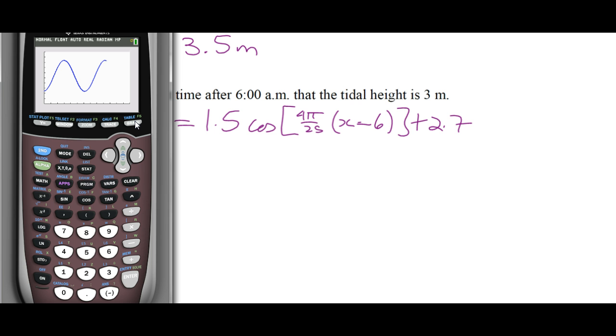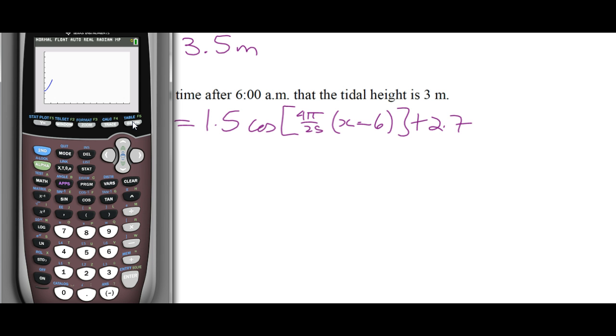So I should see about 2 cycles, a little bit more, right? Because we went to 26 hours. A little more than 2 cycles. Okay, the midline looks good. Okay, let's go change that. So we'll go y equals 3.